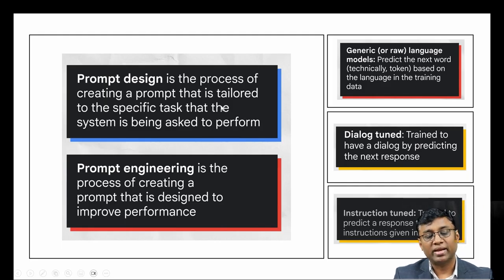So it's a process of creating a prompt that is tailored to the specific task that the system is being asked to perform. There's a new terminology which has emerged called prompt engineering, which is the process of creating a prompt that is designed to improve the performance.